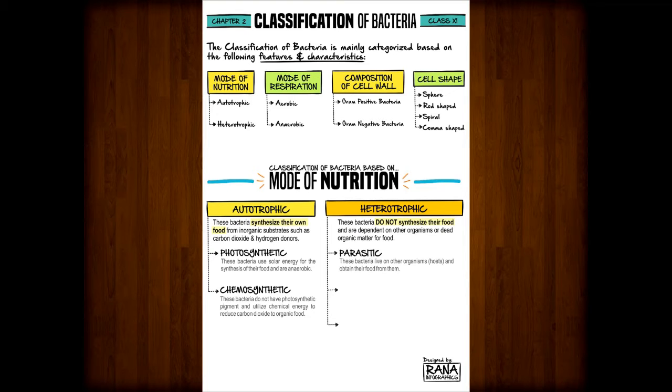Parasitic bacteria are bacteria that live on other organisms or hosts and obtain their food from them. Next is the saprophytic bacteria. These bacteria depend upon the dead or organic matters and are major decomposers in nature. And lastly, we have the symbionts. These bacteria live in symbiotic association with other plants for mutual benefits.